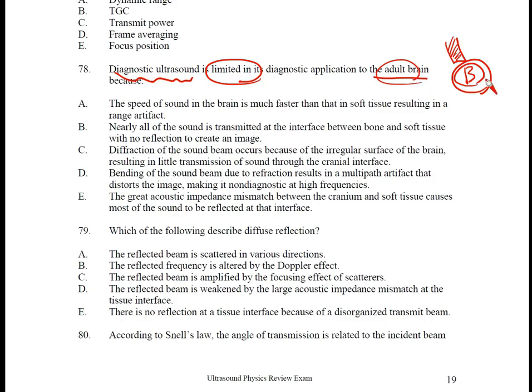On the other hand, in adults, since the skull is fully developed, there is a significant difference in acoustic impedance at this part, causing much of the ultrasound beam to be reflected before it can enter. You can find a sentence summarizing this information in option 2. Therefore, a severe acoustic impedance mismatch occurs between the cranium and the soft tissue. As a result, many of the beams are reflected, making it impossible to create an image. This is how you can summarize it.